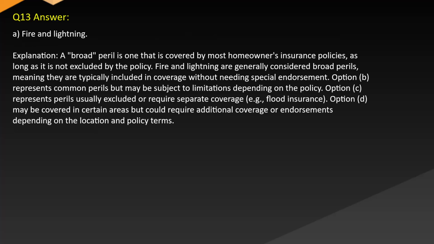Answer A. Fire and lightning. Explanation. A broad peril is one that is covered by most homeowners' insurance policies as long as it is not excluded by the policy. Fire and lightning are generally considered broad perils, meaning they are typically included in coverage without needing special endorsement. Option B represents common perils but may be subject to limitations depending on the policy. Option C represents perils usually excluded or require separate coverage.